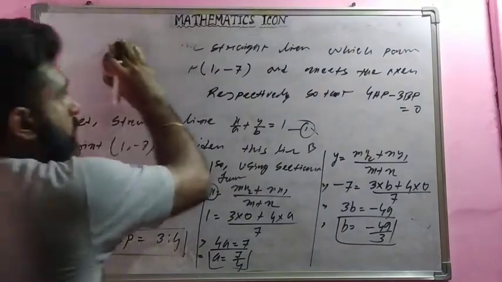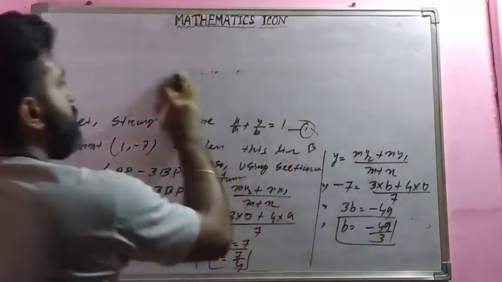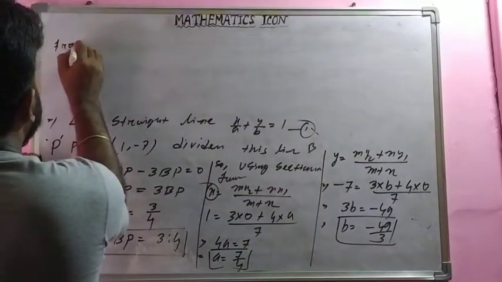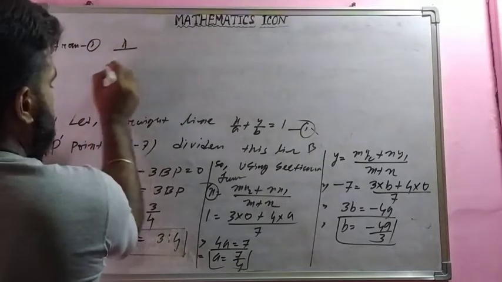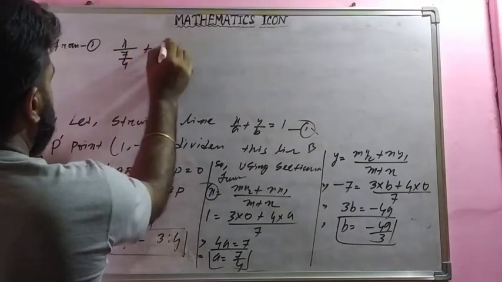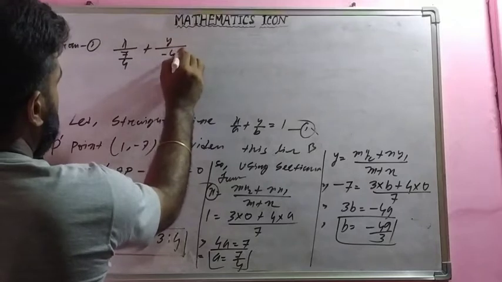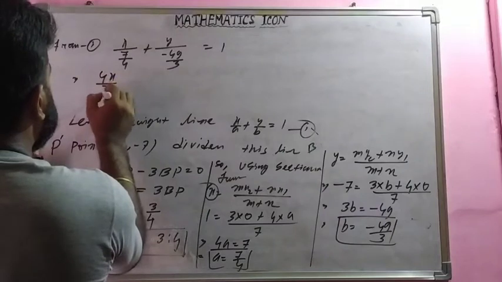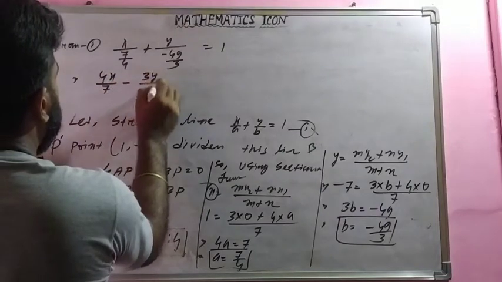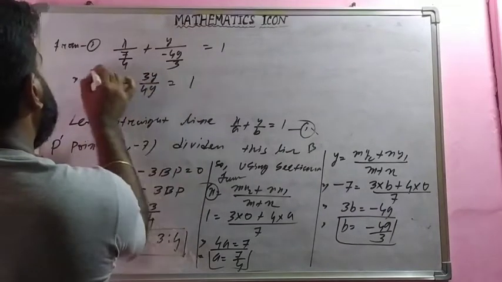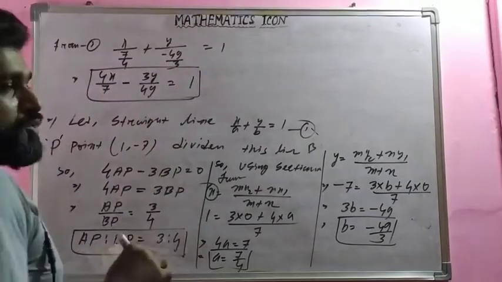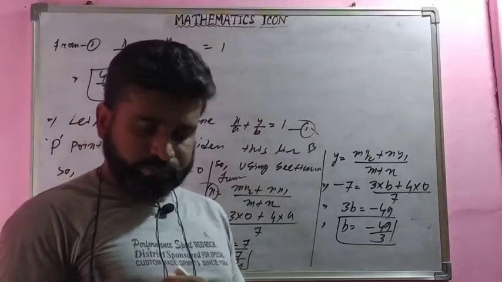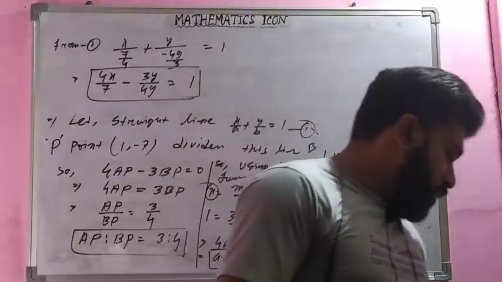This type of question is very important for exams. Just do it carefully. From 1, x by a plus y by b equals to 1. So that means 4x by 7 minus 3y by 49 equals to 1. That is the final equation of the straight line. Okay? So very important questions.